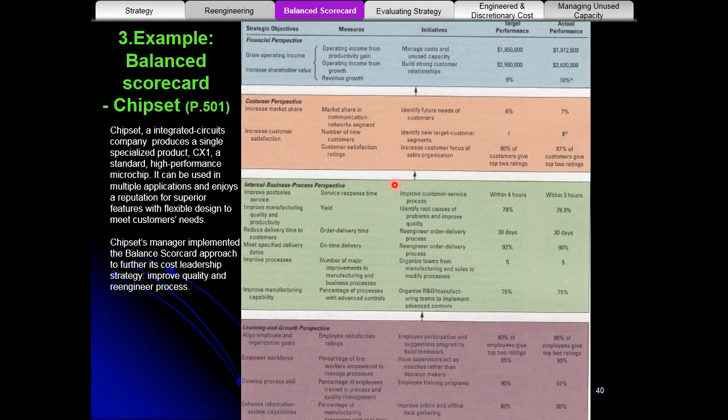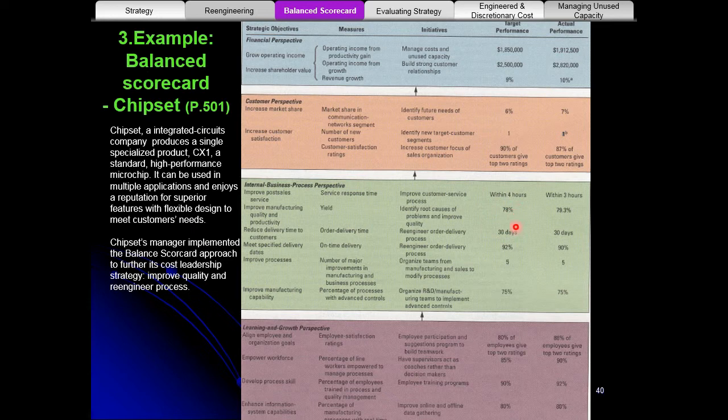Now, the firm can choose to really formalize this and say, I want specific targets to be met on these measures. And so let's just stick with the internal business process perspective for a moment now. So Chipset may say, well, service response time, what is the KPI? What is the target? The target is going to be within 4 hours. What is the yield? Well, we want 78%, because up until now we've been averaging 70%. So let's set 78%.